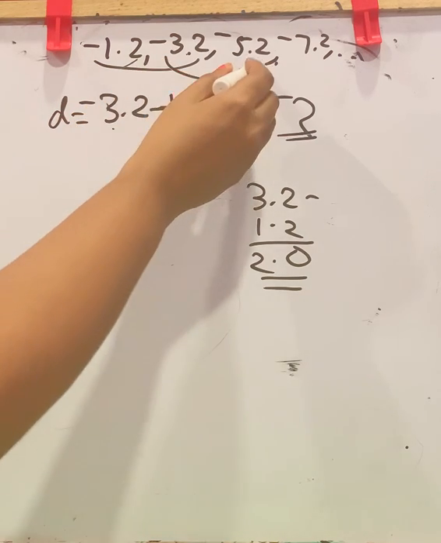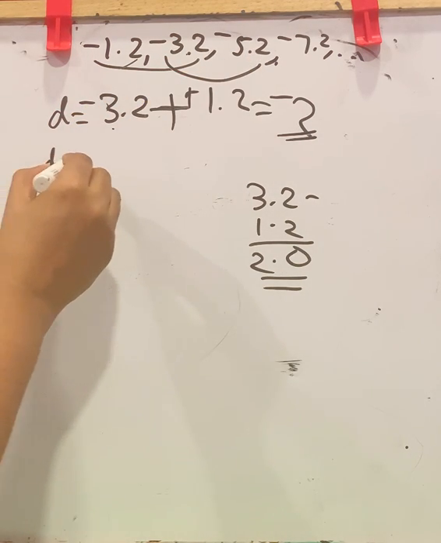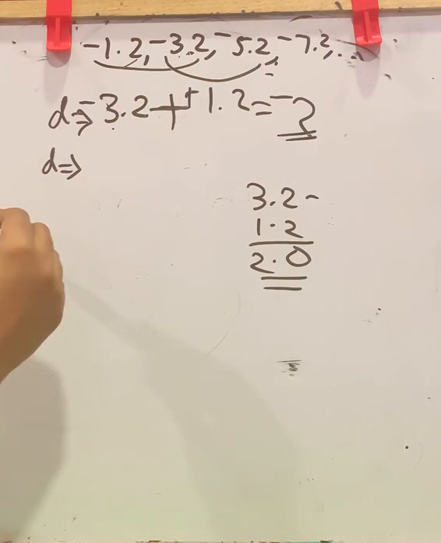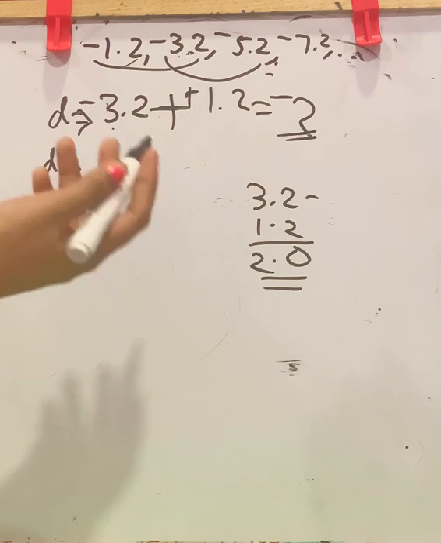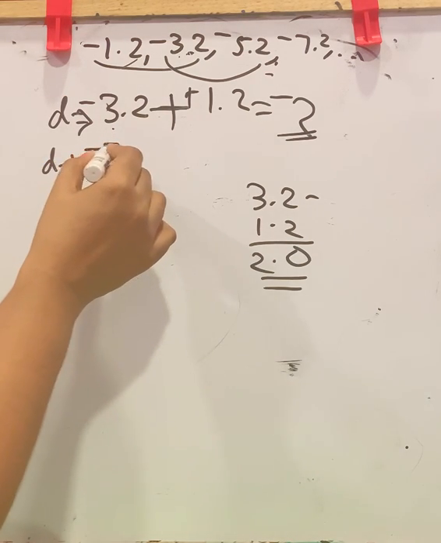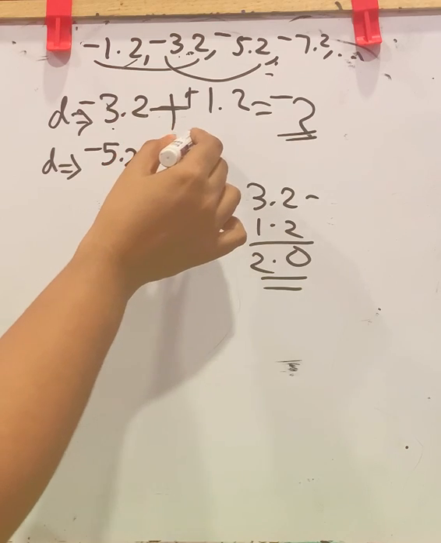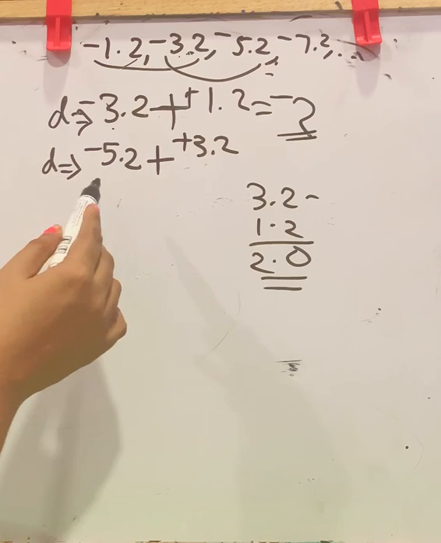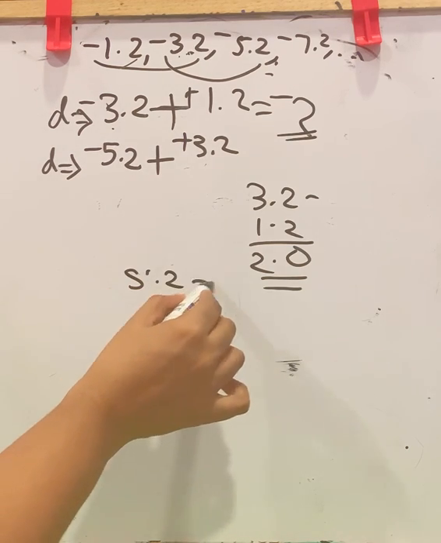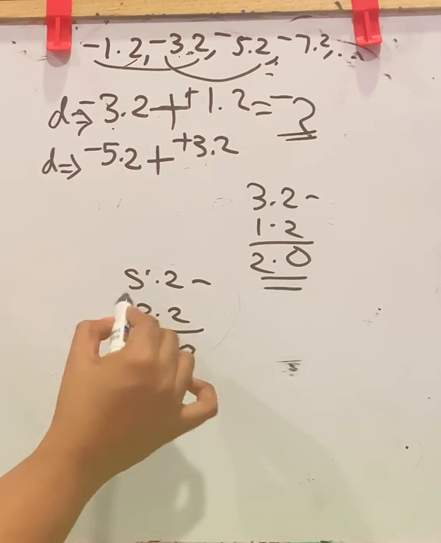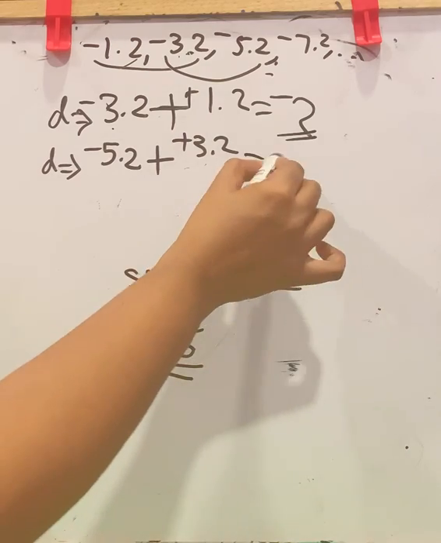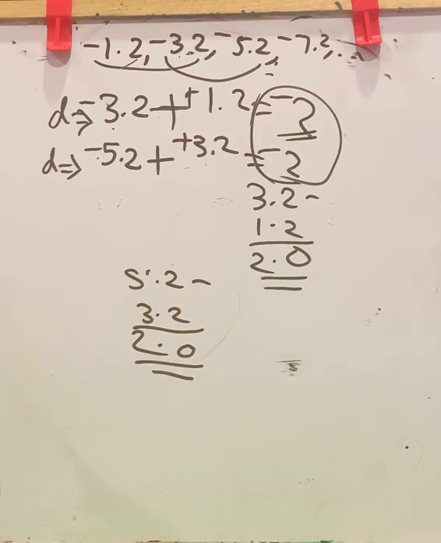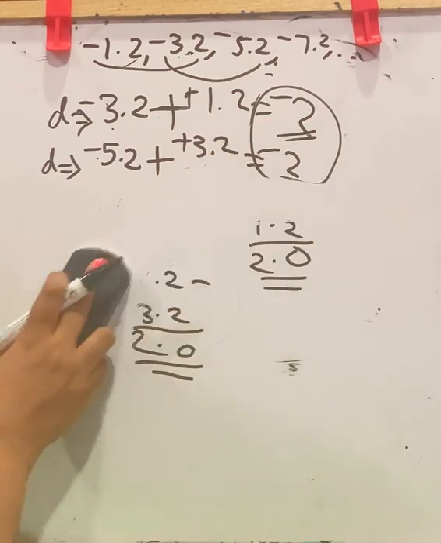Now consider these two terms. That is the difference of these two terms. These terms are A2 and A3. So, how will you find the difference? A3 minus A2. Minus 5.2 minus 3.2. Now, again make it addition. Here also addition. Now, bigger number minus smaller number. 2.0 means 2. And bigger number sign, minus 2. Here we got the answer minus 2 as the difference. So, here the difference is minus 2.